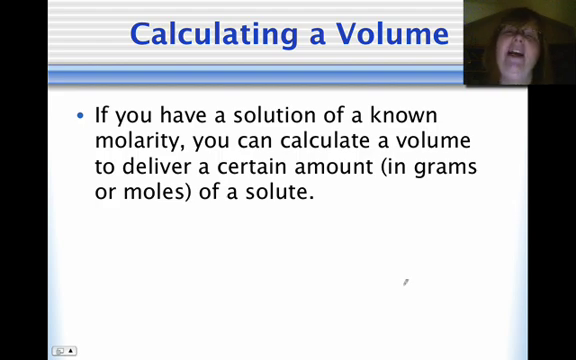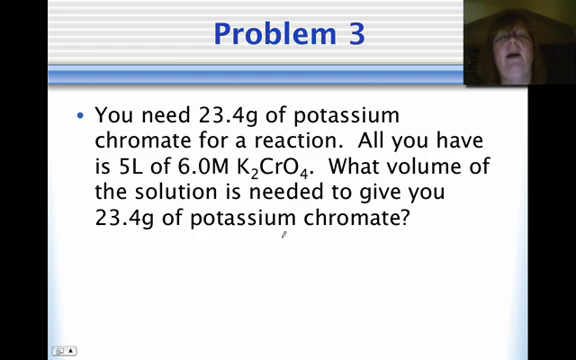Okay, welcome back. The last calculation we're going to learn to do using molarity is to calculate a volume. You're going to be given a solution of some known molarity, and they want you to deliver a certain amount of grams of a solute, or maybe even moles. And so you're going to have to figure out how much of that solution, or what volume, you need to deliver that amount of solute. So let's look at a problem.